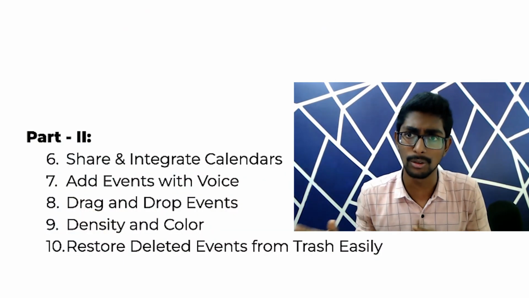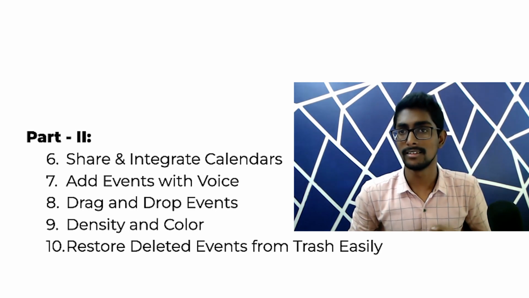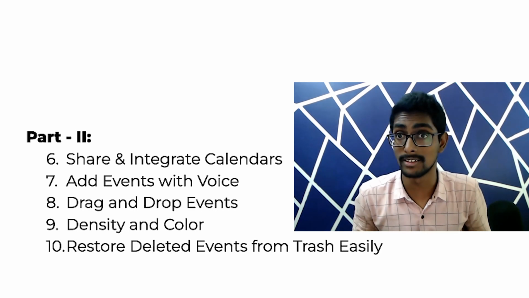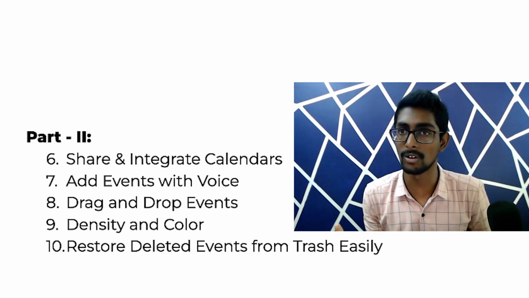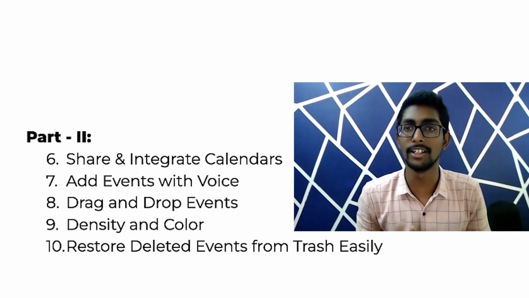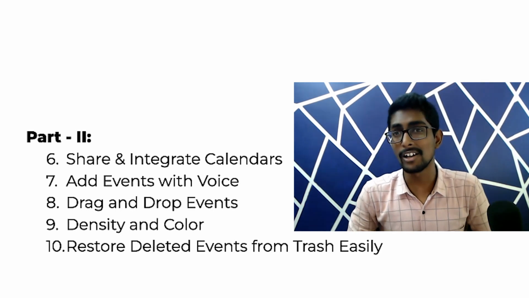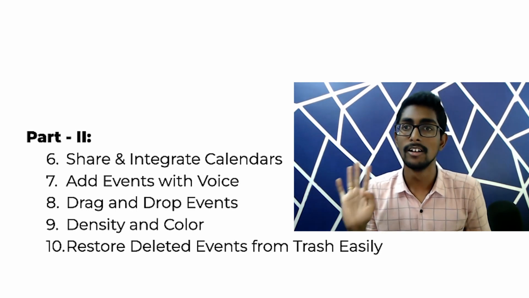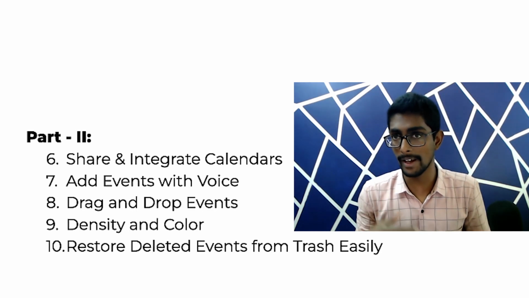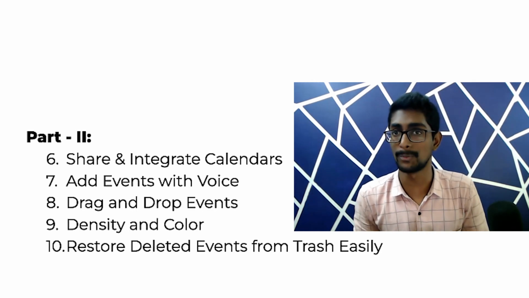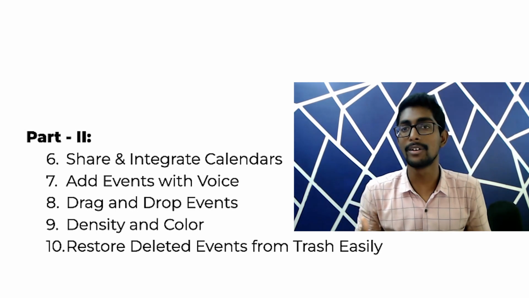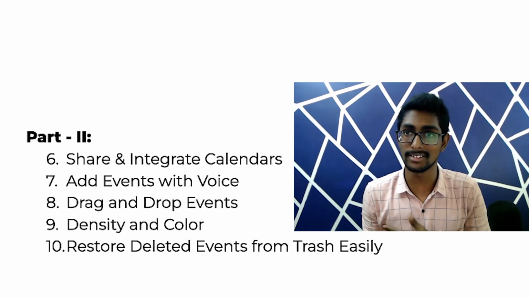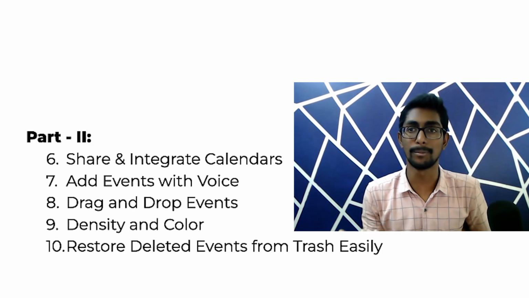I'll give a summary once again. The first tip is share and integrate calendar using import and export. Second, add events based on your voice. Use Google Voice or Amazon Echo Voice to add events into your calendar. Third, drag and drop events in case some emergencies happen. You drag them instead of recreating them. Fourth, density and color, where you can change the colors, compactness and responsiveness. Fifth, you can restore the deleted events and tasks easily from the trash, right?